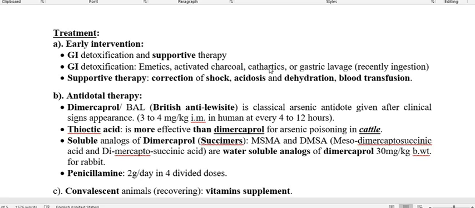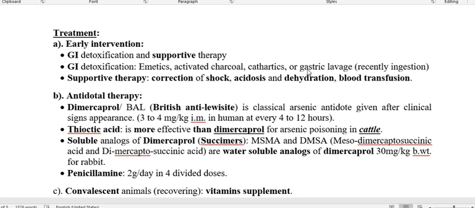you have to give the cathartic. So the cathartic is going to expel the adsorbed activated charcoal out in the feces. And then you have to go through the gastric lavage. So first, under the supportive therapy, if the animal is vomiting, don't give the emetic. If not vomiting, then you have to give the emetic. If the emetic is not sufficient to remove it, then you have to go through the second supportive therapy, that is the gastric lavage, that is the washing out of the GI tract.